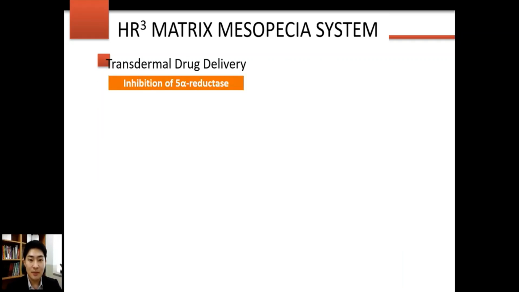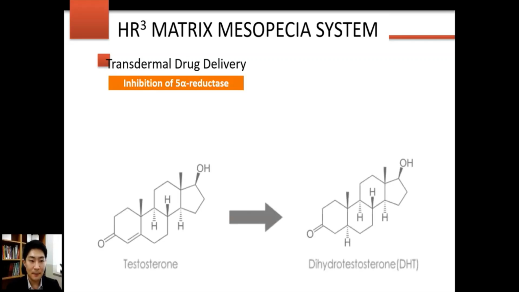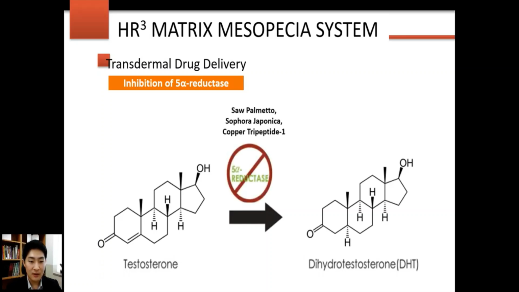Let's closely look at the mechanism underneath the system. 5-alpha reductase is expressed in the overall hair structure, including the dermal papilla, inner root sheath, and outer root sheath. After microneedling, the 5-alpha reductase inhibitors such as saw palmetto extract, Sophora japonica bud extract, and copper tripeptide 1 can reach these sites where the enzymatic reaction occurs. We can reduce the synthesis of DHT by inhibiting the conversion of testosterone by 5-alpha reductase.